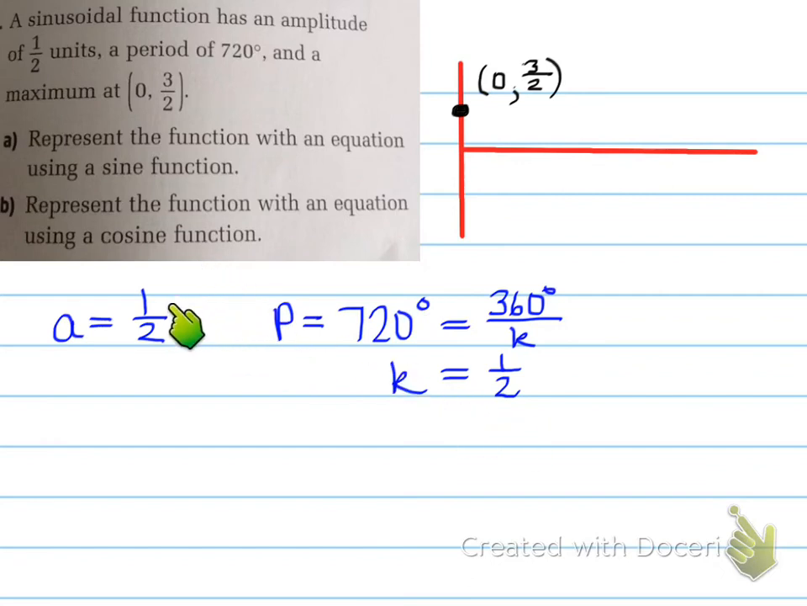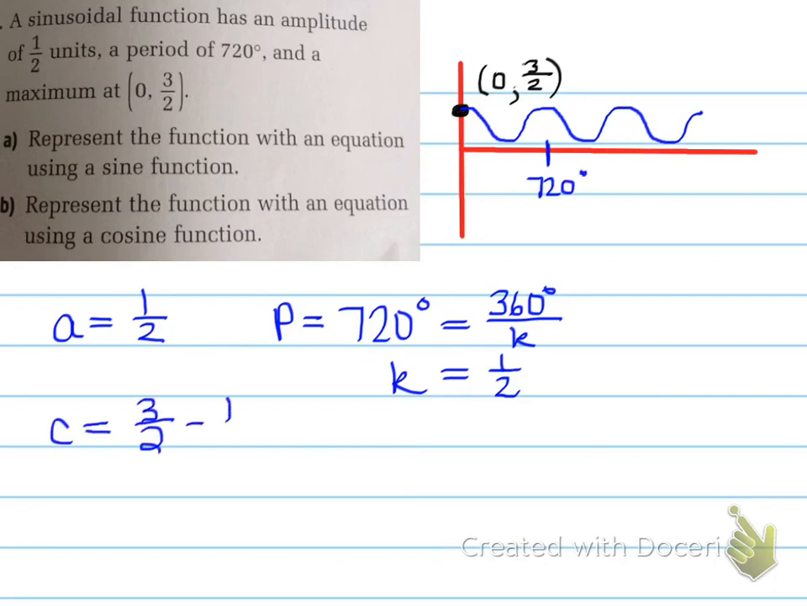The next thing we need to do is find our C value. Well, we know our maximum's at 3/2, and if I subtract the A value, that will give us our equation of the axis. So we take 3/2 minus 1/2 gives us 2 over 2, which turns out to be our C value. C is equal to 3/2 minus 1/2, because 3/2 is our maximum, minus the A value should give us our C value, which is 1.